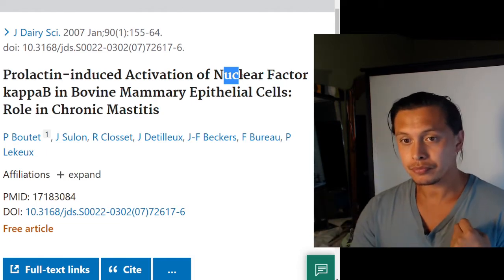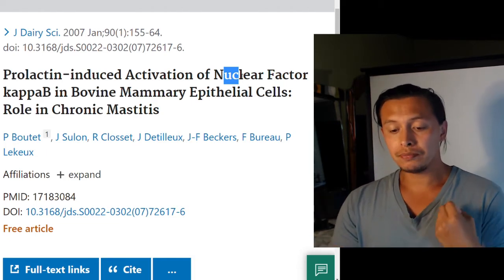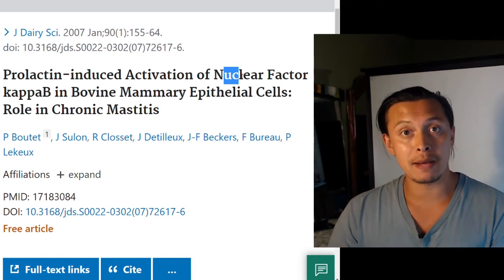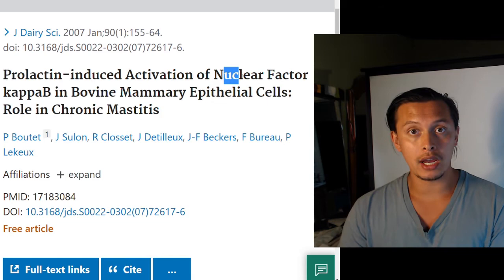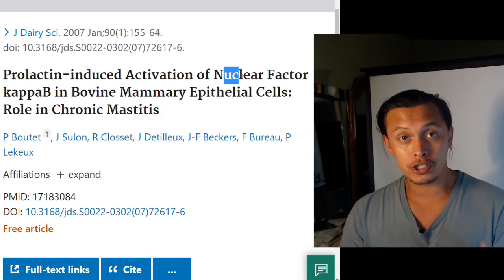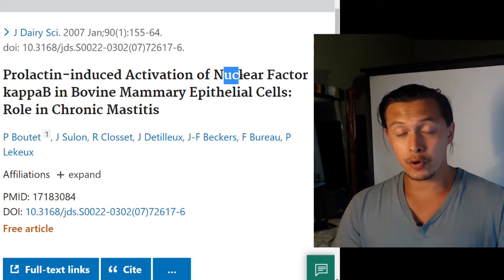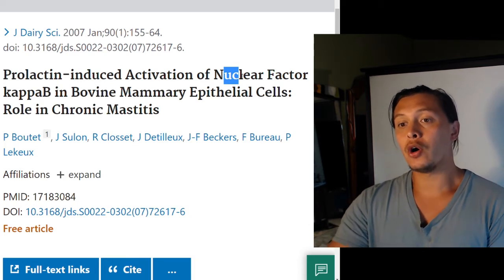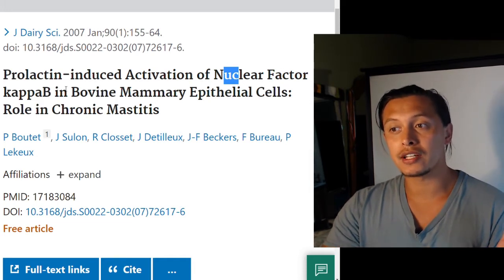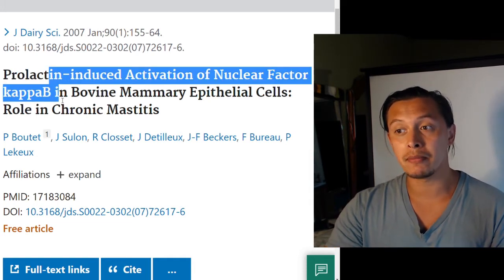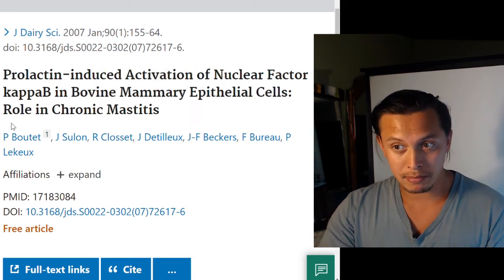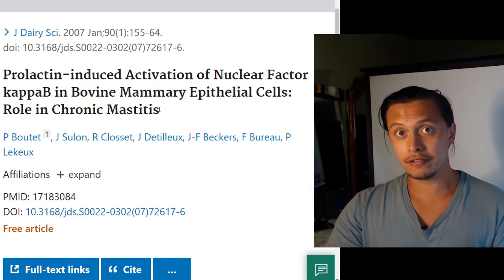Regardless, prolactin will, like many other cytokines, interact with the nuclear factor kappa B pathway. It'll find some way to activate nuclear factor kappa B, which then results in the activation of these frequently pro-inflammatory cytokines. So in this particular case, I just wanted to highlight this prolactin-induced activation of nuclear factor kappa B in bovine mammary epithelial cells. This activation has a role in chronic mastitis, which is inflammation of the breast.